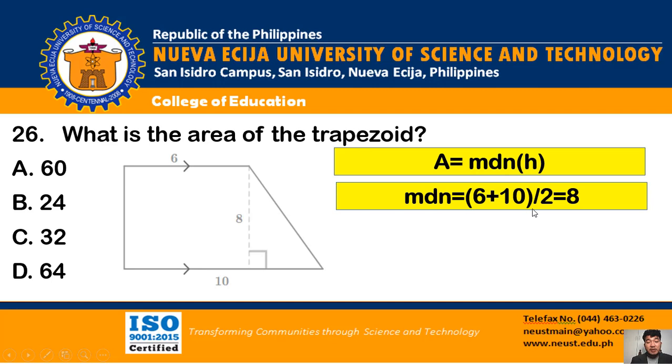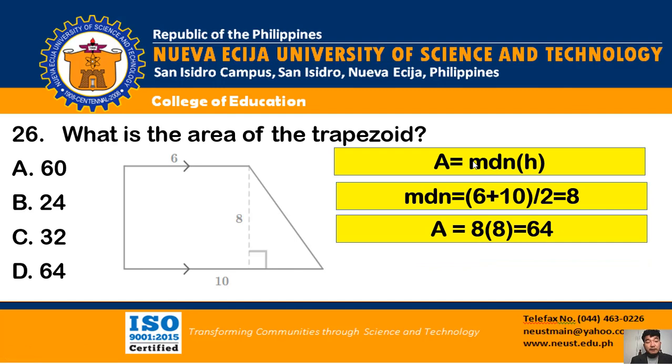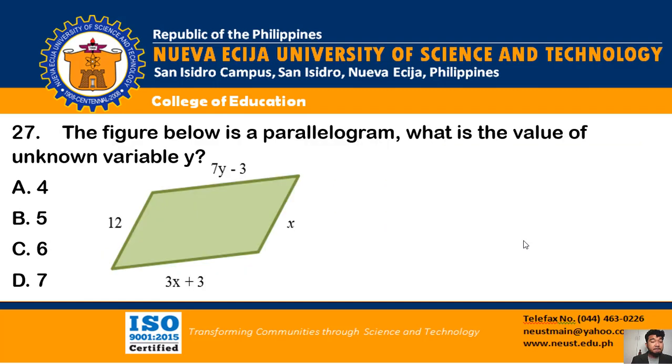So median equals 8. Then moving back to the formula of finding the area of a trapezoid, you'll have median, which is 8, then height, which is also 8. So 8 times 8 is equal to 64, meaning the area of the trapezoid is 64.